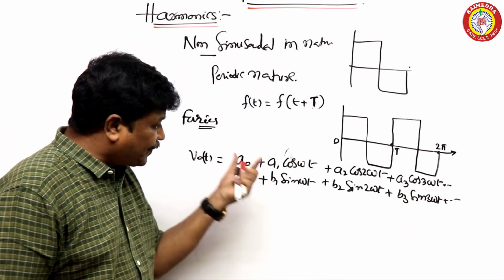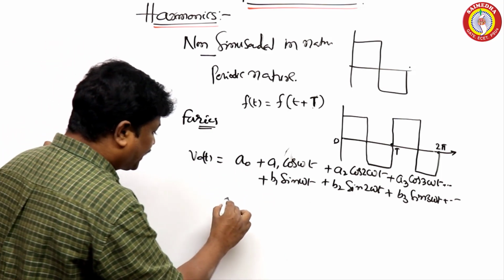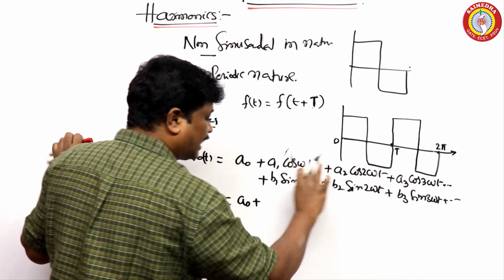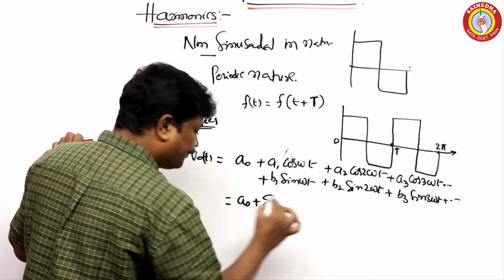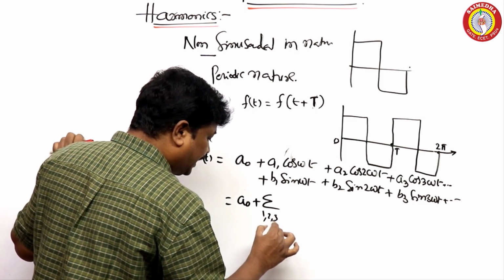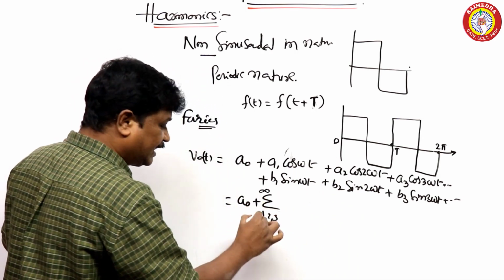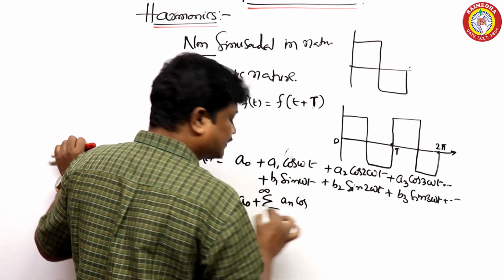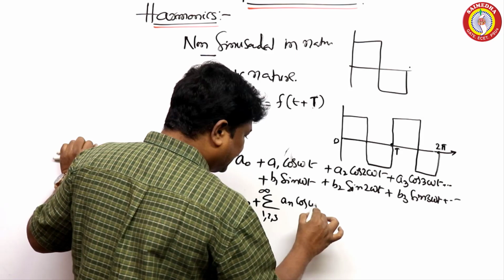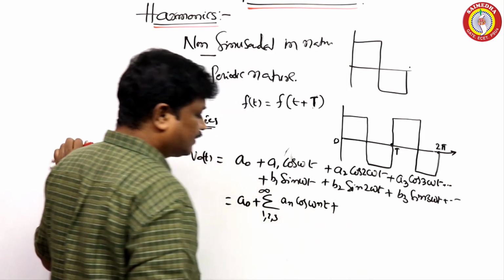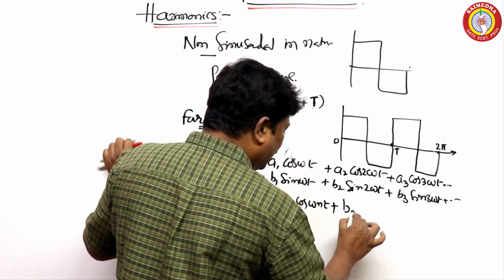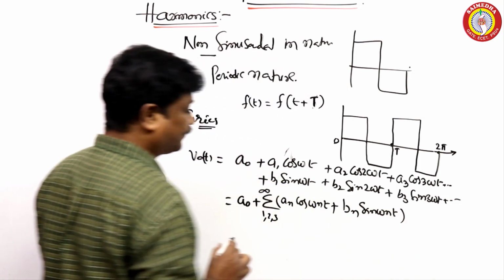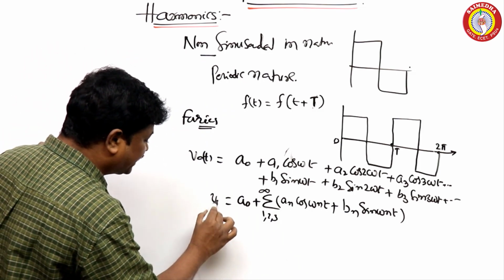So if you want to represent this, how can you represent it? A0 plus, all the terms are cos omega t terms, sigma with n equal to 1, 2, 3 up to infinity, I can write as An cos n omega t plus Bn sin n omega t terms we are consisting of. This is the output voltage equation.